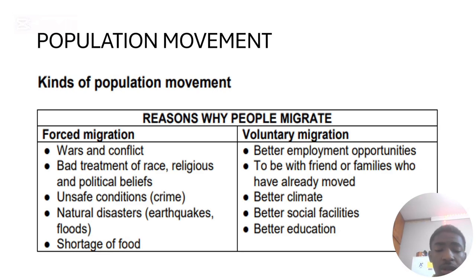So forced migration is caused by wars and conflict, bad treatment, race, religious and political belief, unsafe conditions, natural disasters, and shortage of food. Now, voluntary migration is for better employment opportunities, to be with friends or families who have already moved, better climate, better social facilities, and better education. Right, now the last slide.